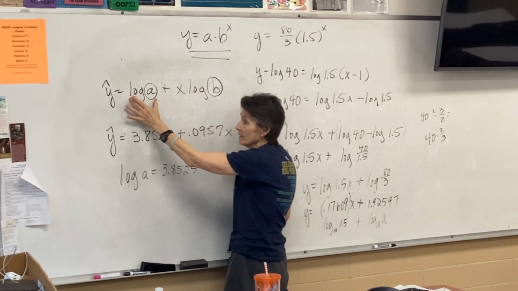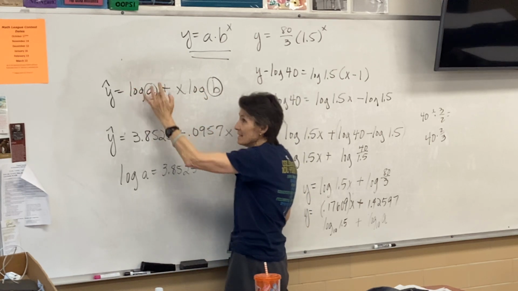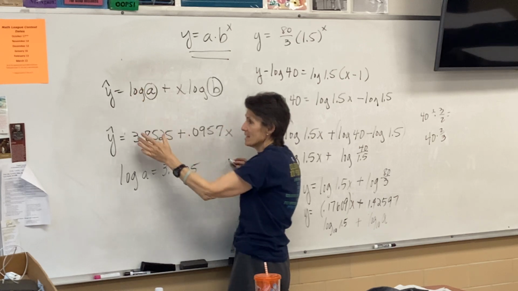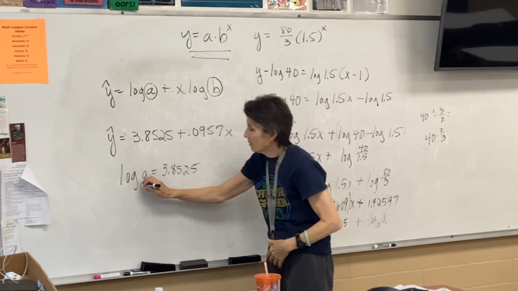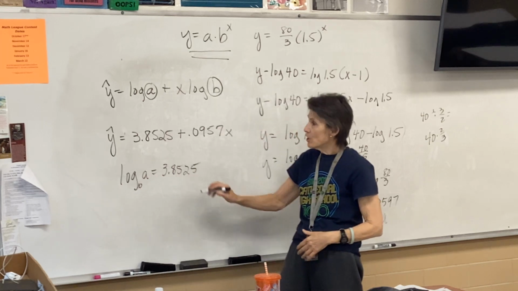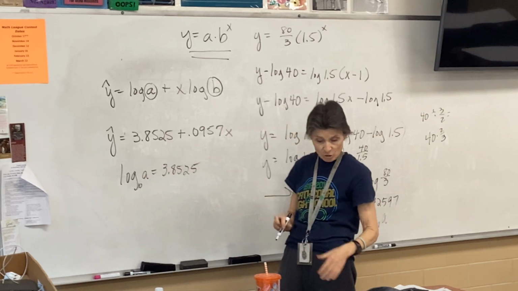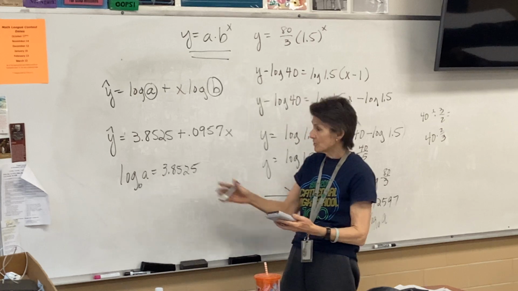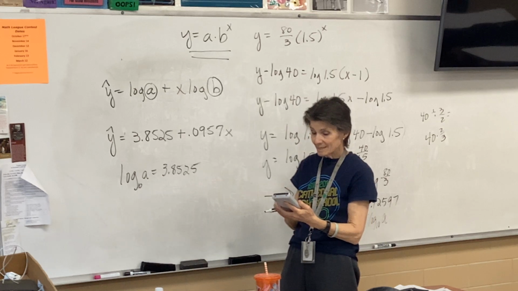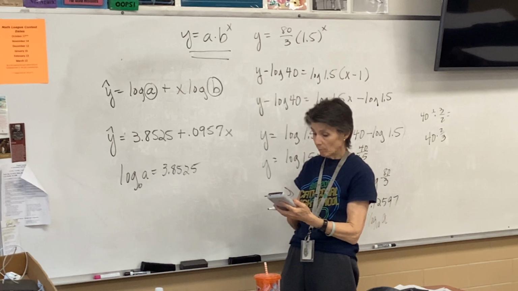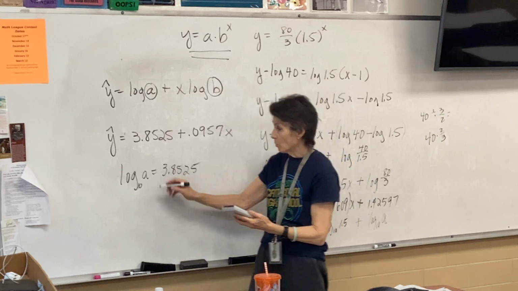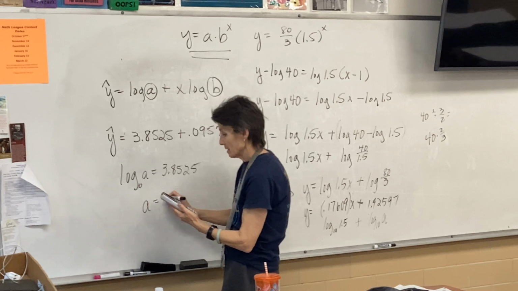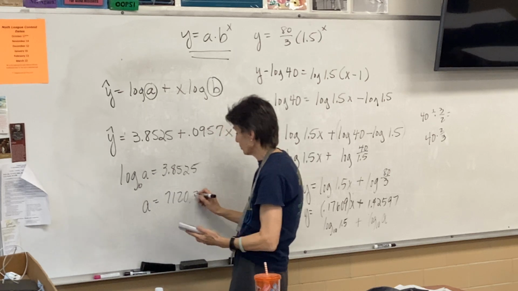I have no idea what A is, but the log of A is 3.8. Well, wait a second, how can I find A? If I know that its log is 3.8, then don't I just have to raise 10 to the 3.8525 power? So wouldn't A be 7120.328?